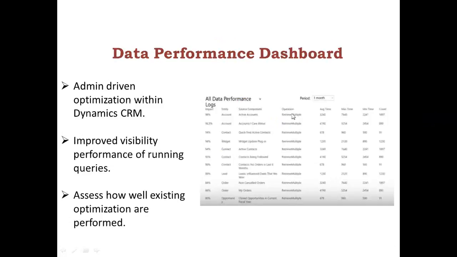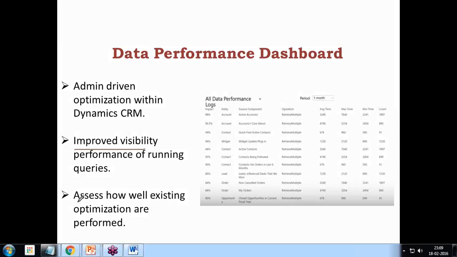Next, we have the data performance dashboards. The data performance dashboard is a newly added feature in Dynamics CRM 2016. Basically, it allows the user to identify how long queries take. It means there is an admin-driven optimization with Dynamics CRM 2016 which enables customers to understand the performance over time of components with long running queries. They can also view suggestions for optimization as well as understand how existing optimization has performed. So we have improved visibility, and it can also show how well existing optimizations are performed.